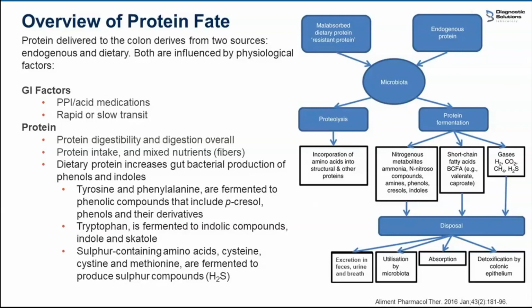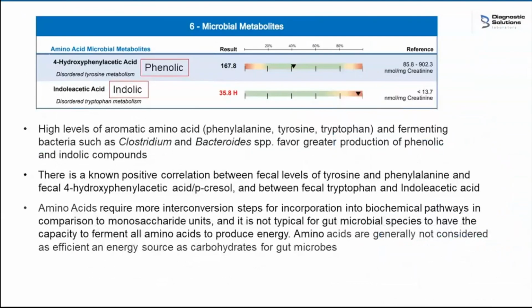The microbiota can use the protein for proteolysis, to incorporate it into amino acids or structural proteins. But most of it is going to get fermented to different products and excreted. Tyrosine and phenylalanine are generally going to be fermented to phenolic compounds. Tryptophan is going to be fermented to indolic compounds, and sulfur amino acids are going to be fermented to produce more sulfur compounds.